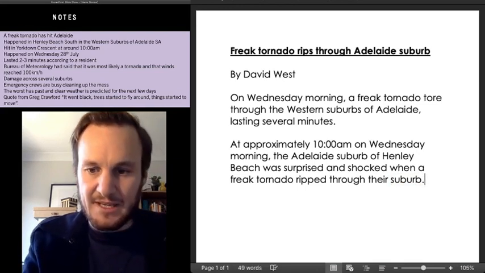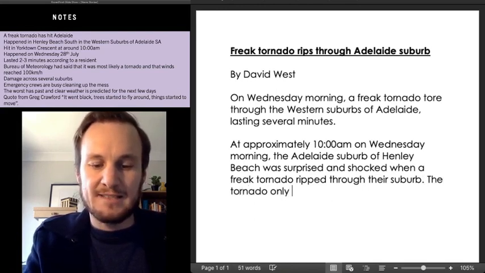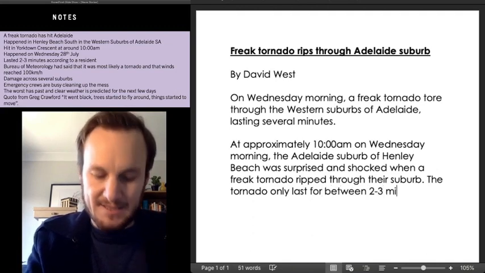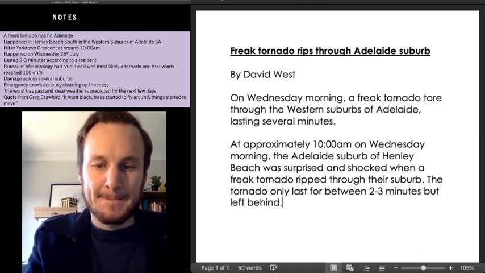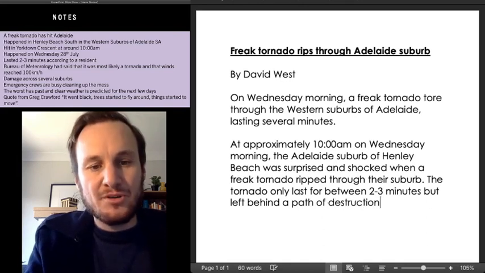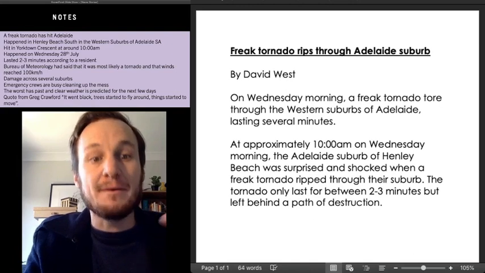Okay, the tornado only lasted for between 2 to 3 minutes, but left behind a path of destruction. It's important to know that even if things aren't in your notes, you're allowed to add them in, as long as you're not making stuff up.